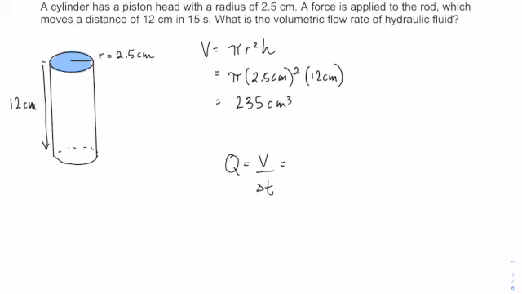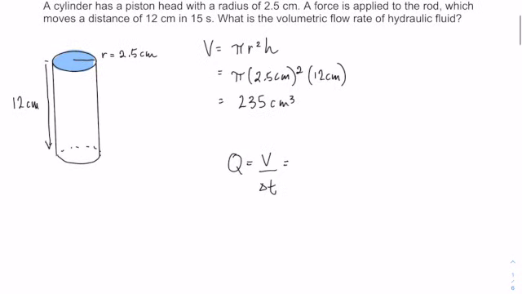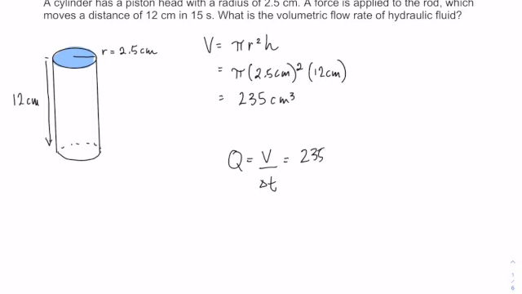So we can find the volumetric flow rate by finding the amount of volume being pushed through in a given amount of time, where the volume is 235 centimeters cubed and the time is 15 seconds. If we punch this in, we get a volumetric flow rate of 15.7 centimeters cubed per second.